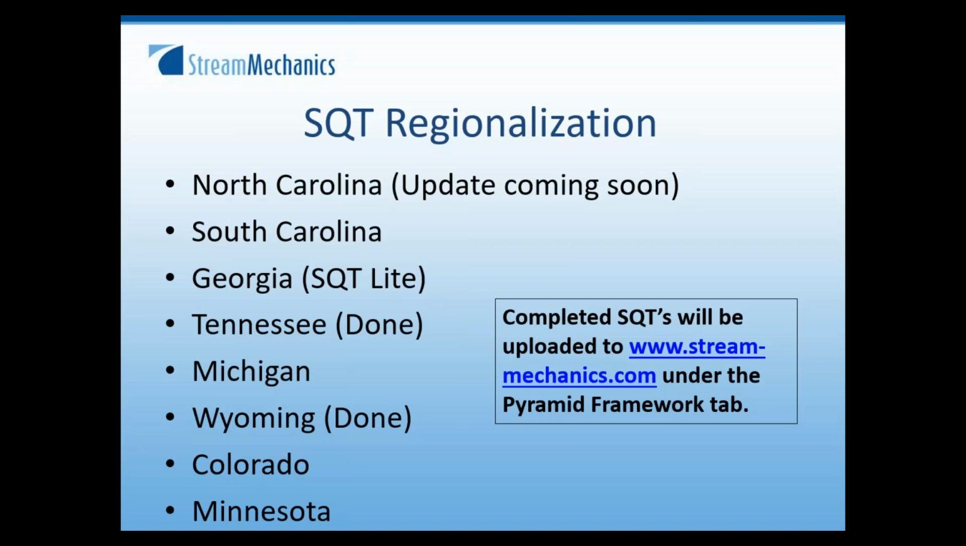Okay, so just to wrap things up, this is the current regionalization schedule. The North Carolina tool was the first. It is now fairly outdated, and we're hoping to update that this year, 2018, going into 2019. South Carolina is regionalizing the SQT. Georgia has a SQT Lite. They only have a few parameters that have been regionalized to date. Tennessee is done. Michigan is in progress. Wyoming is done. Colorado and Minnesota both are in progress.